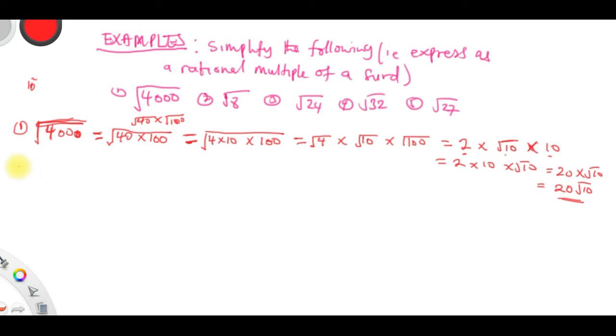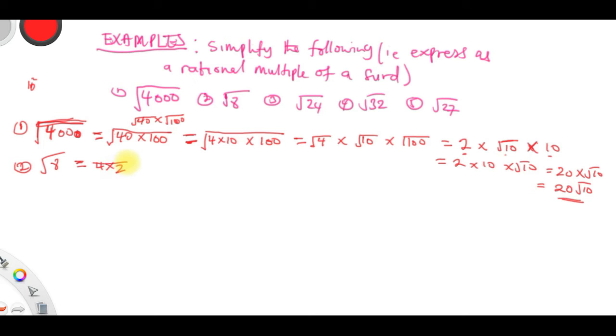So let's look at the second example. This is the square root of 8. We are asked to simplify this surd. So how do you simplify? To simplify, you look for a factor of 8 which is a perfect square. What is that factor? The factor is 4. So 8 is the same as 4 times 2.